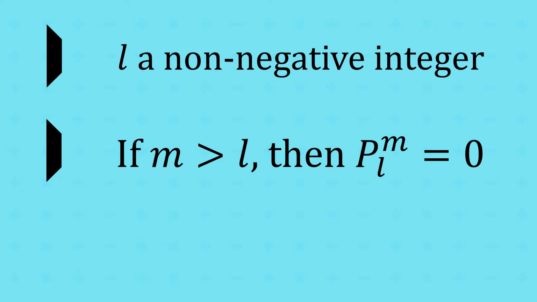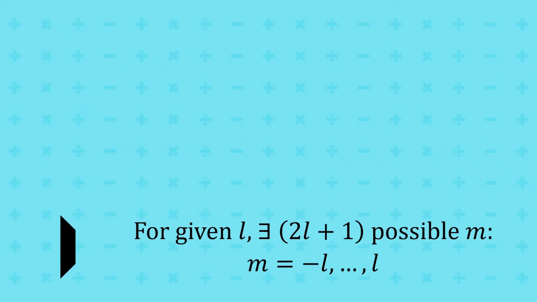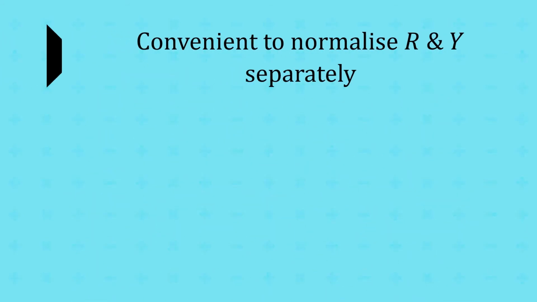Note that L must be a non-negative integer, and if m is greater than L, then P_L^m is equal to 0. So for a given L, there are 2L plus 1 possible values of m from minus L to L. Now let's discuss normalizing the wave function.